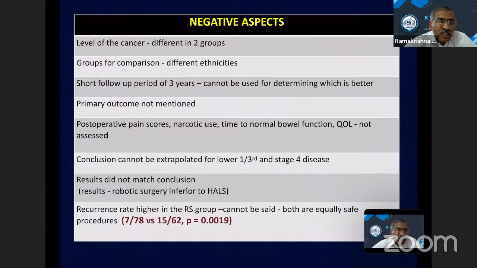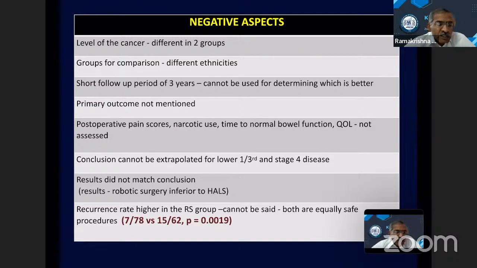Regarding the defects, or the not so good points, the level of cancer is different in the two groups, and the two groups are ethnically different. So these two things together raise one question: are they comparable? The basic concept in research methodology says you should compare apples with apples and not with oranges. So this violates that. And the second thing is the follow-up protocol is not mentioned, and the primary outcome; these things we have already discussed, I think.